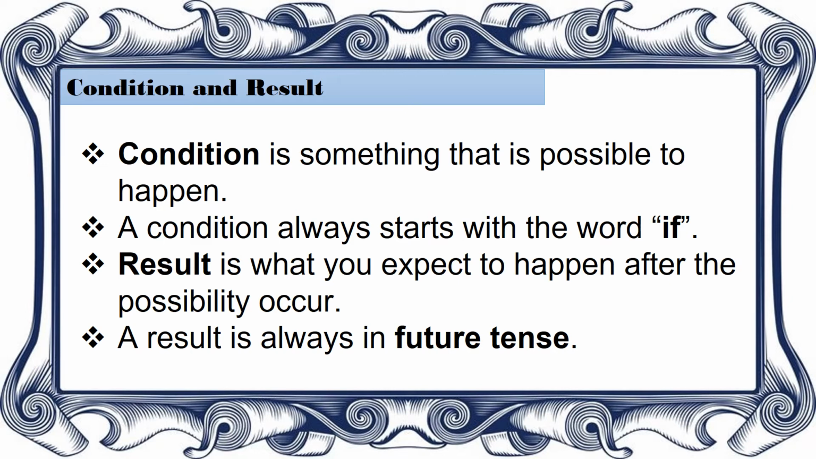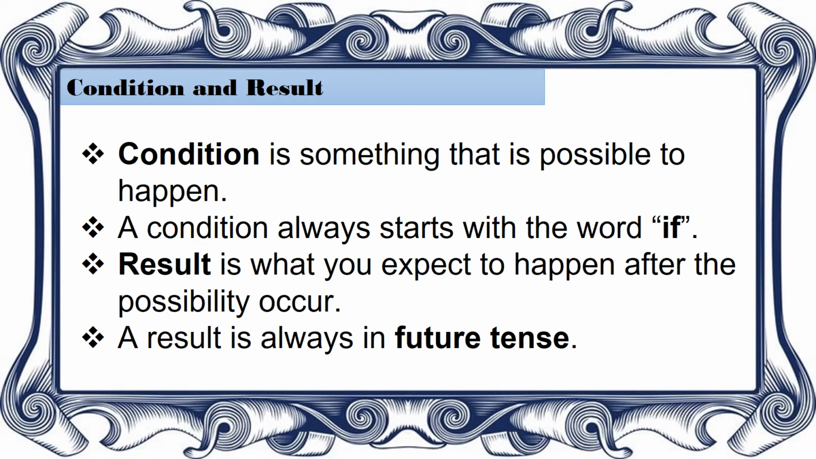Okay? So after a condition or before a condition is stated in the sentence, there should be a result. If it's a demand or a circumstance, there should be something that you gain from it, and that is the result. The result is what you expect to happen after the possibility occurs. Sounds familiar, right? What do you call something that you expect to happen? It sounds like a prediction, right?